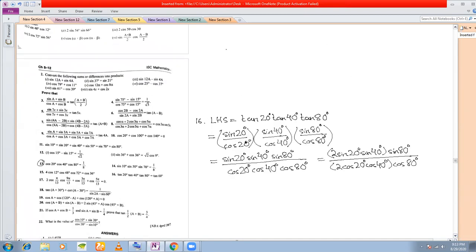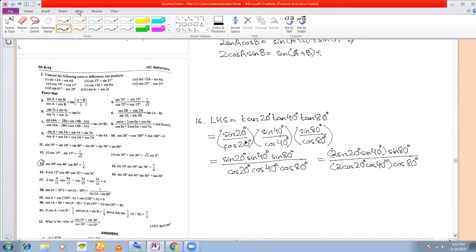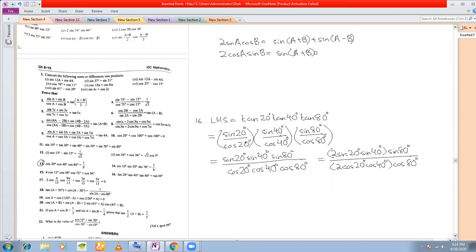Just a reminder, because you have not seen the formulas: 2 sine A cos B is sine A plus B plus sine A minus B. For your convenience, I am writing the formulas once again. 2 cos A sine B is sine A plus B minus sine A minus B. And next is 2 cos A cos B. These are the 4 formulas.